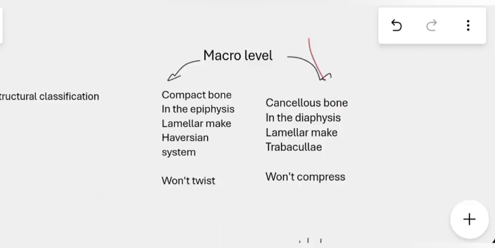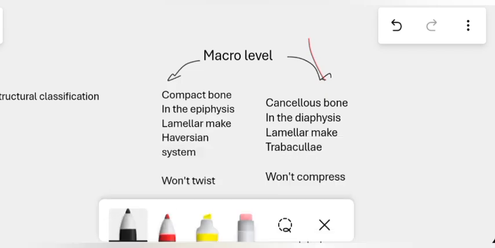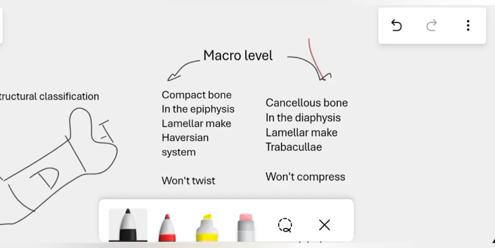Now, moving on. The next is structural classification. Structural classification is on the basis of two types of structures or levels, a macro level and a micro level. At the macro level, we have compact bones and cancellous bones. Compact bones are present in the epiphysis and the cancellous bones are present in the diaphysis. I've already told you what a diaphysis and epiphysis is. Let's suppose this is a bone and this shaft, this long part is the diaphysis and these ends are the epiphysis. In the diaphysis you have the cancellous bone and in the edges you have the compact bone.